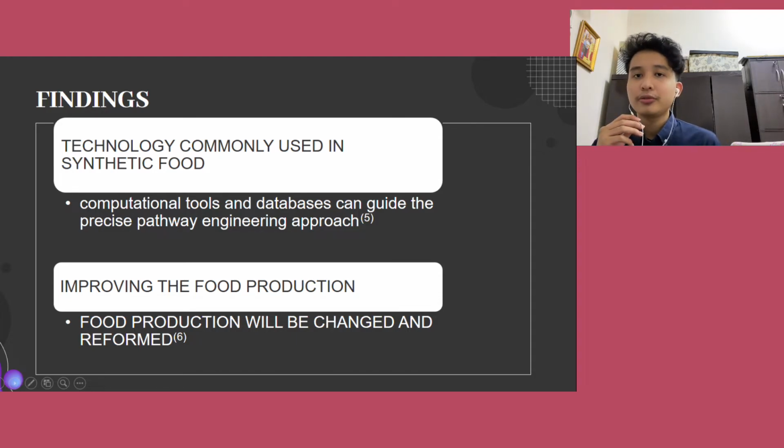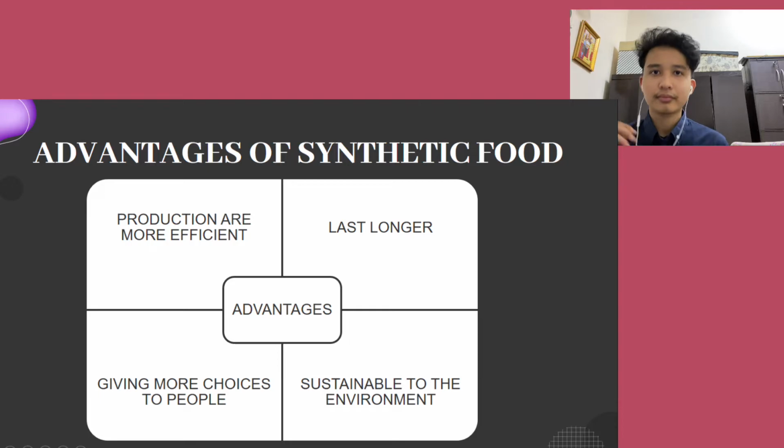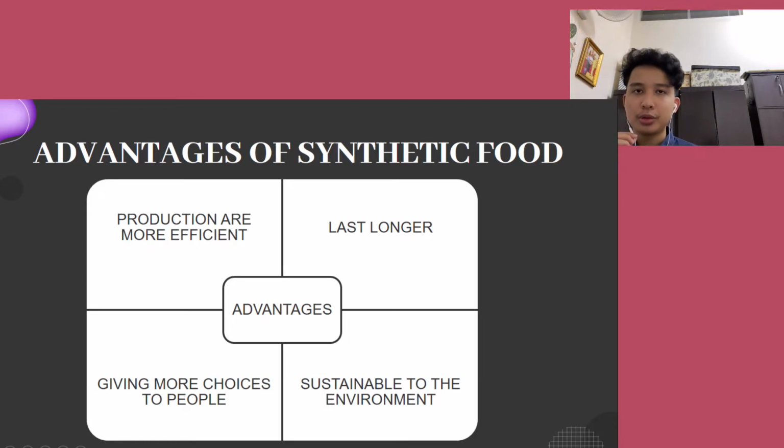By constructing food-based cell factories, foods such as meat analogs, animal-free bioengineered milk, and sugar substitutes can be produced from fully renewable resources. Next, we go to the discussion. So, what are the advantages of synthetic food?